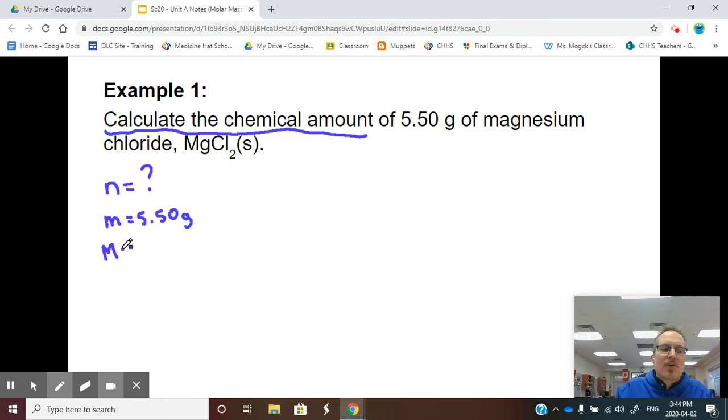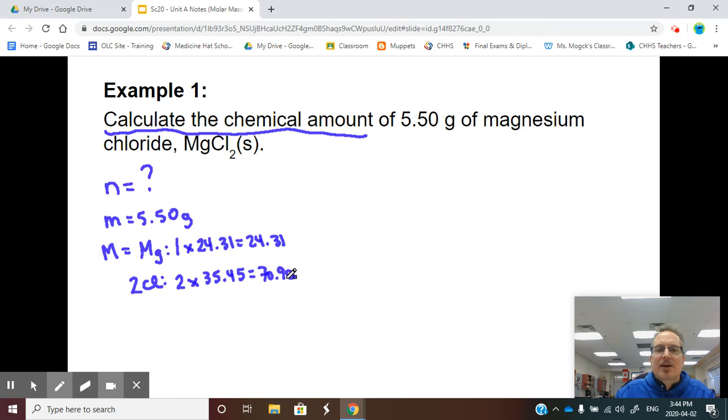Molar mass is going to be 1 magnesium plus 2 chlorines. So 1 magnesium is 1 times 24.31, which is 24.31. 2 chlorines is 35.45 each, which is going to be 70.90. And we're going to add these two numbers together. And my molar mass is going to be 95.21 grams per mole.